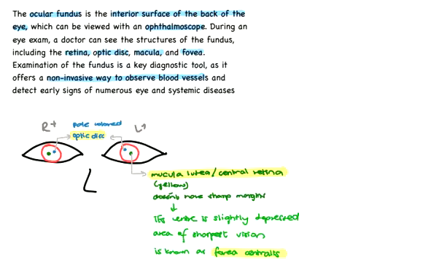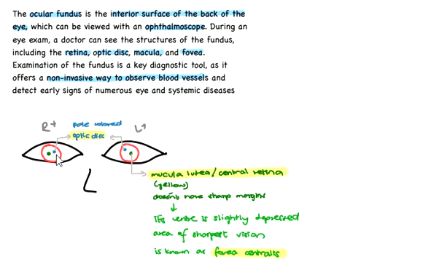Starting off, with the help of an ophthalmoscope, whatever you see is the ocular fundus. Now, the ocular fundus is the interior surface of the back of the eye, which can be viewed with an ophthalmoscope. What comes in the ocular fundus? For example, this red region is the ocular fundus. It shows the retina, optic disc, macula, and fovea. Fovea is basically a depression in the macula. So basically, you see the retina, optic disc, and macula.